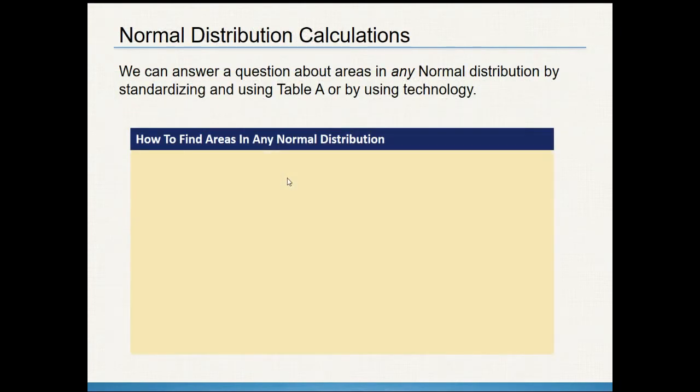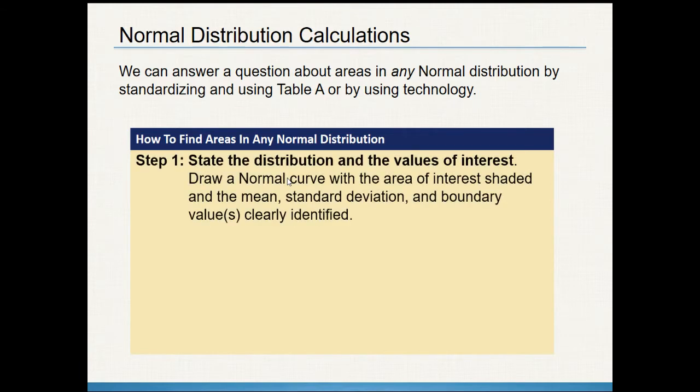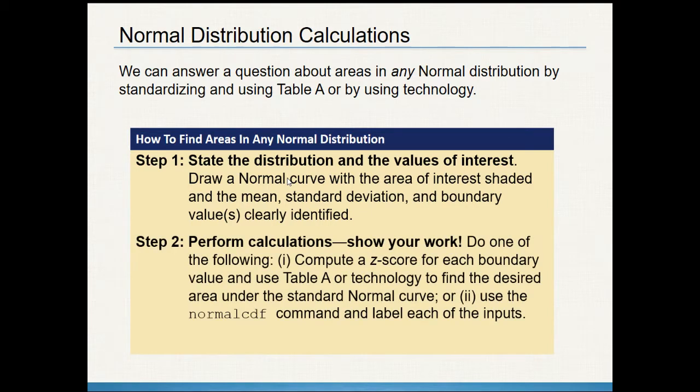I'm going to skip through that, though, because I want to go on a little bit further. We can answer a question about areas in any normal distribution by standardizing and using that table. So you can standardize it. You also technically don't have to standardize it, because there's a function on the calculator. We can perform the calculation and show the work.